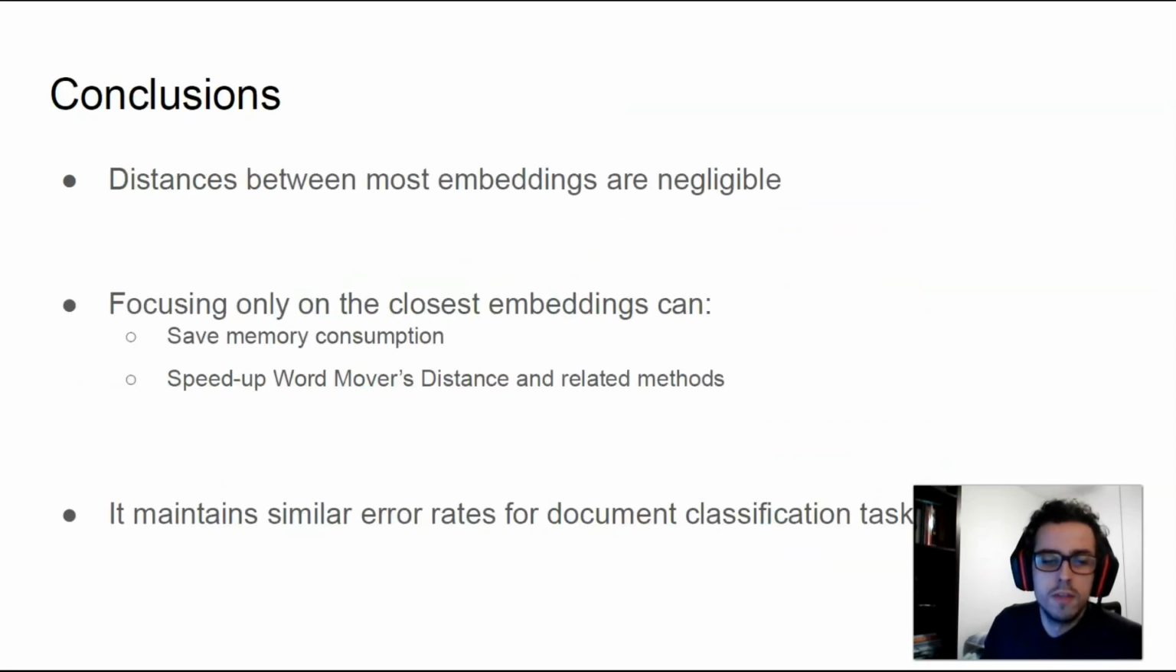So the conclusion is that the distances between most of the embeddings are irrelevant, and that if we focus only on the important word pairs, we can save cache space and also speed up all the methods mentioned, while maintaining the same level of quality.